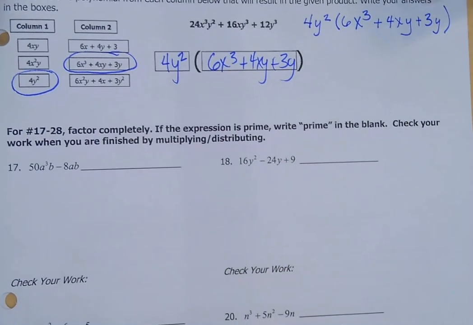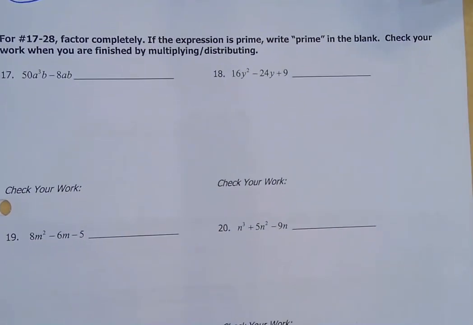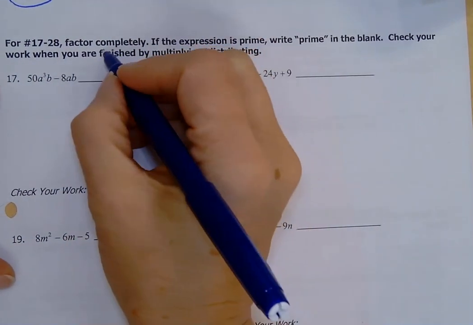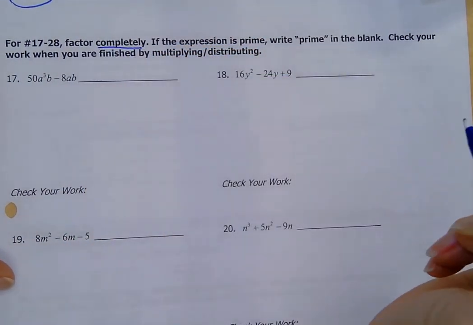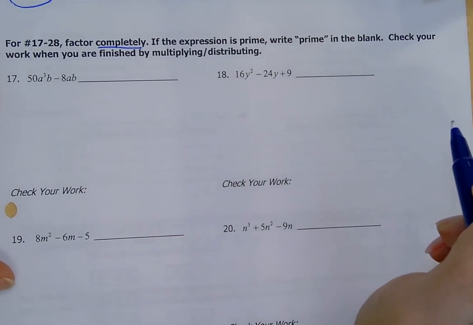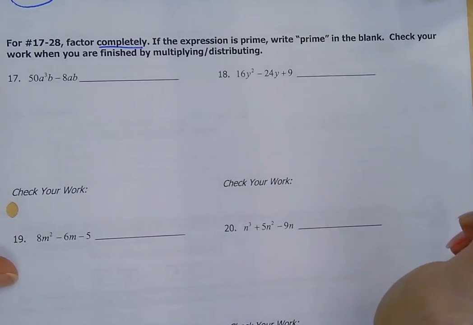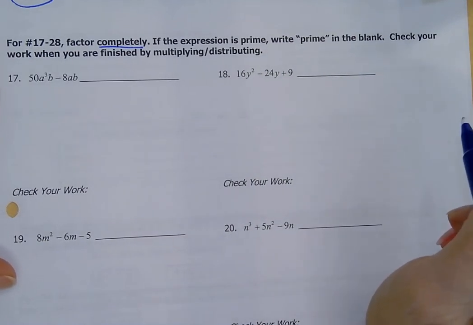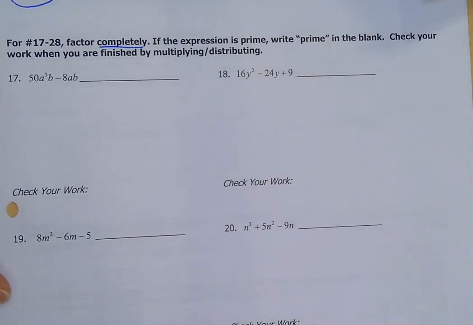All right, so for 17 through 28, we're going to factor completely. So make sure that you do factor completely, not just part of the way. If the expression is prime, you can write prime in the blank if the whole thing is prime. Okay, and do check your work by multiplying back out or distributing.